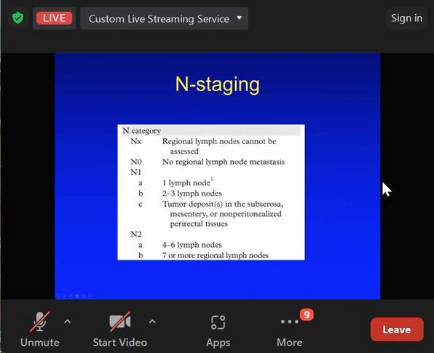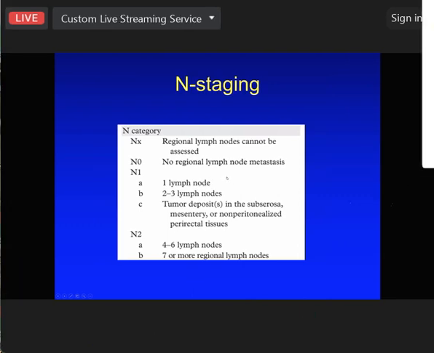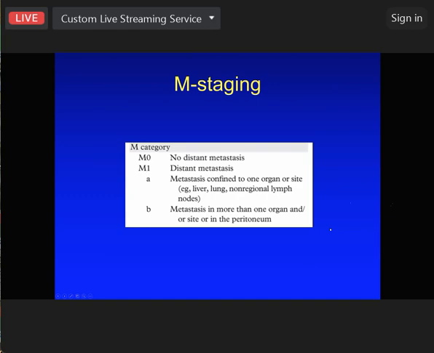The N staging depends on the regional lymph node metastasis. N1A is 1 lymph node, N1B 2 to 3 lymph nodes. N1C is if you've got a tumor deposit in the subserosa, the mesentery, or the perirectal tissue, such as the mesorectal fat. N2A is 4 to 6 lymph nodes, and N2B is 7 or more, and these are regional lymph nodes. So if you've got a distant lymph node metastasis, say periaortic, that counts as a metastasis.